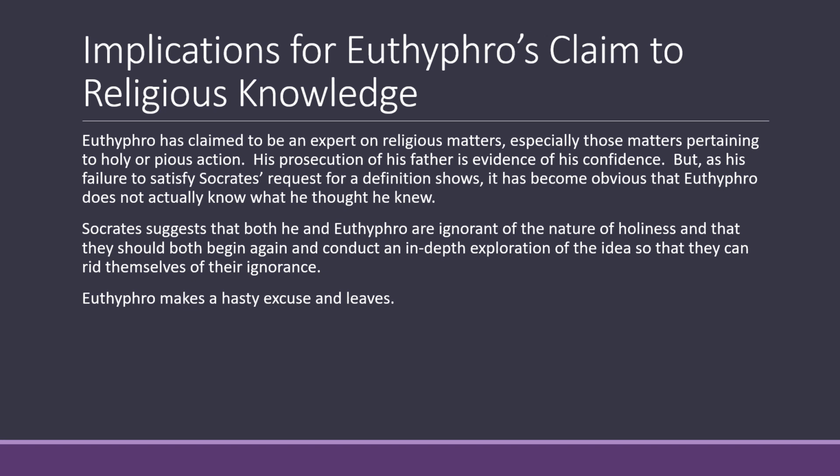Euthyphro makes a hasty excuse and begs off. He says, I'm sorry, Socrates, I'd love to do that, but I've got to go, and he takes off, and the dialogue ends without any resolution. The term for this is aporia, which we've mentioned in the previous discussion of Socrates and his method. This is an aporetic dialogue. There's no ultimately satisfying definition of holiness that is offered. That's kind of the point here.